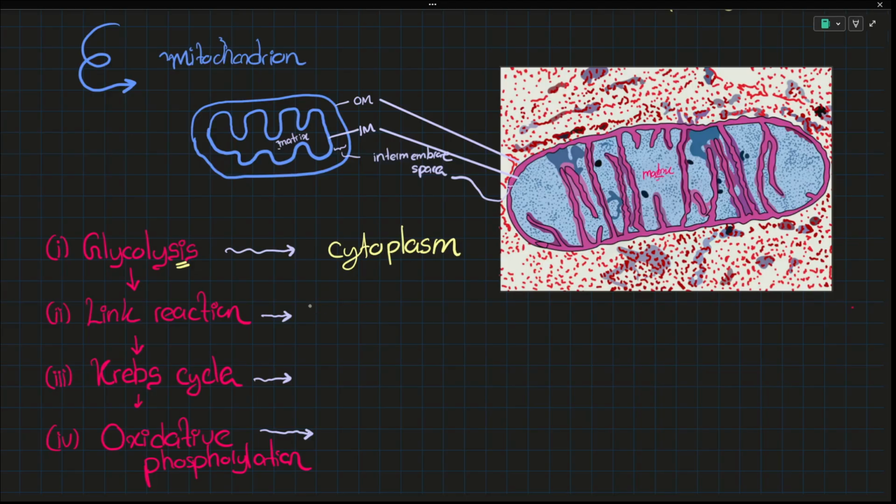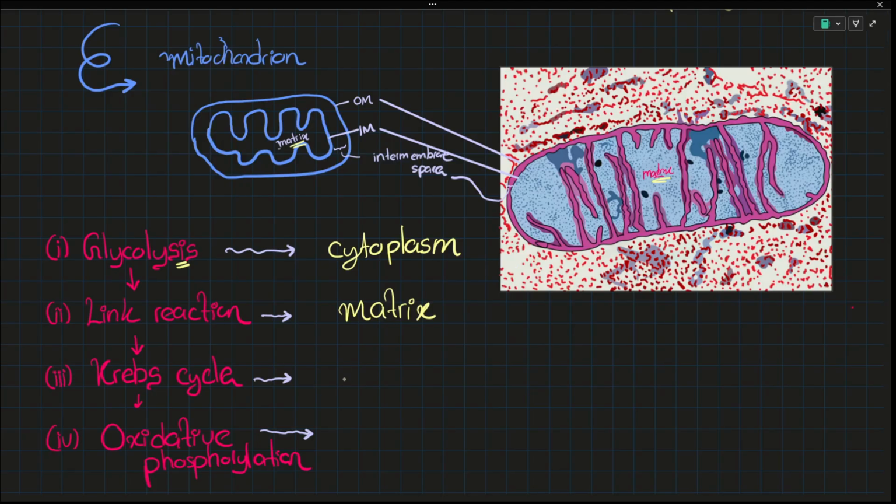And then when it comes to the link reaction, Krebs cycle, and oxidative phosphorylation, we can't just say mitochondria, we have to specifically, precisely say where in the mitochondrion this is occurring. So for example, the link reaction actually occurs in the mitochondrial matrix. That inside liquid stroma type of thing actually occurs in the mitochondrial matrix.